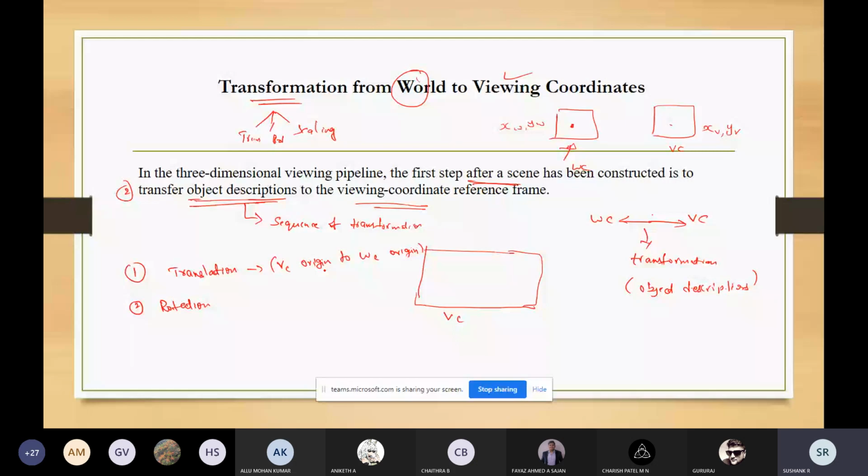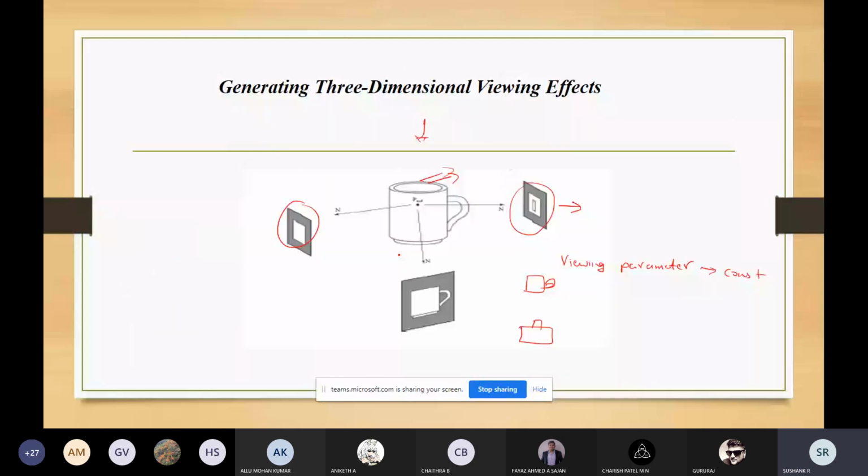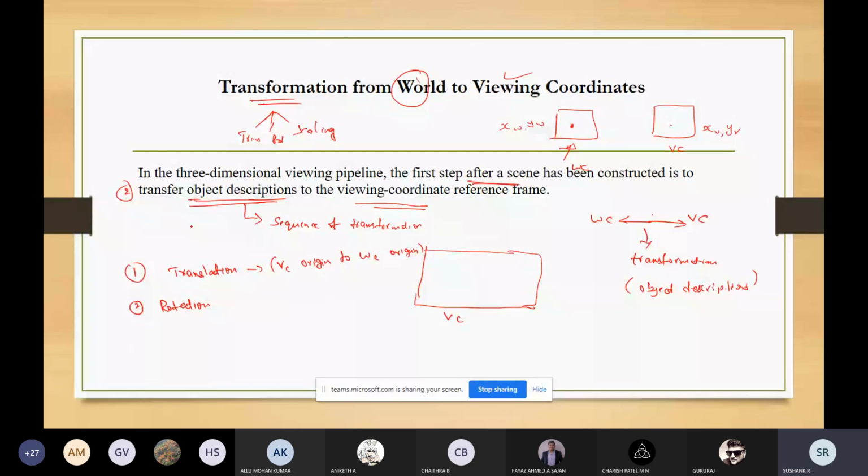After that we are talking with respect to three axes: x-axis, y-axis. So this is the x view axis, this is the y view axis, and this is the z view axis. All these three axes are perpendicular to each other, that is, the difference between the axes is 90 degrees. So the first step is the translation, where you are moving the viewing coordinate origin to the world coordinate origin.